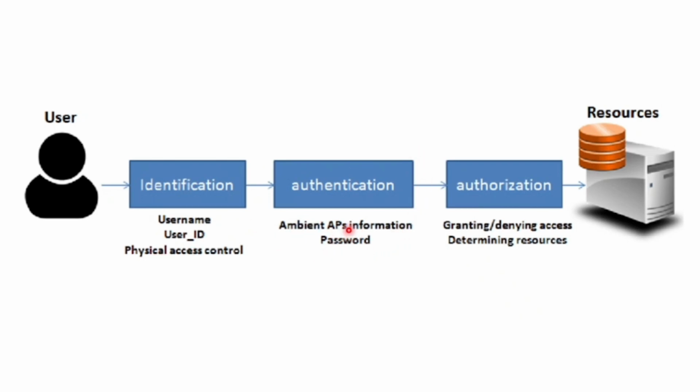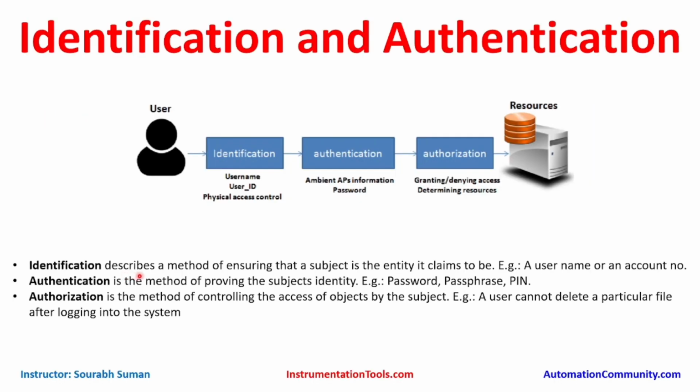Then comes the access point information, the password. If he enters the password, that is the authentication happening in the backend. And then granting or denying or determining the resources. If any of these three things is done by the system, it authorizes access to the resources. Basically, identification describes a method of ensuring that the subject is the entity it claims to be. So a username or account number or his identity card is the mode of identification.